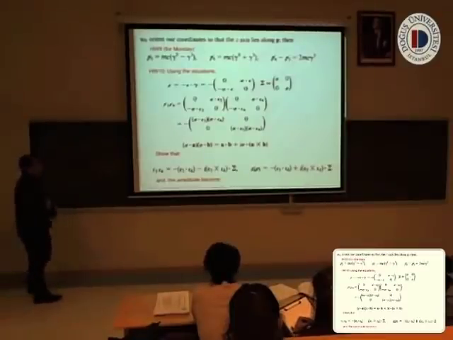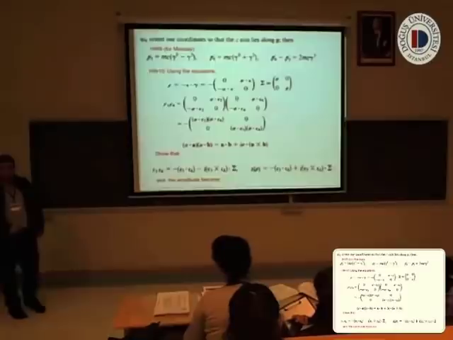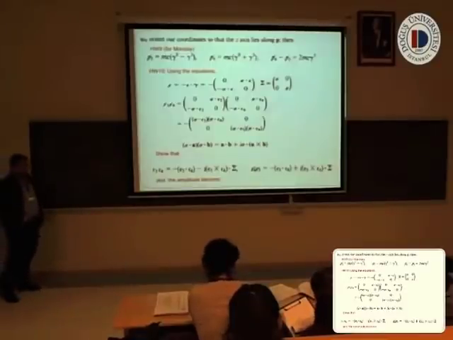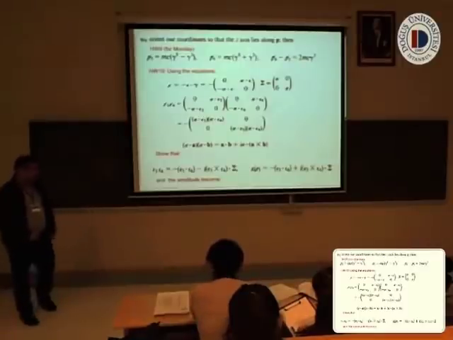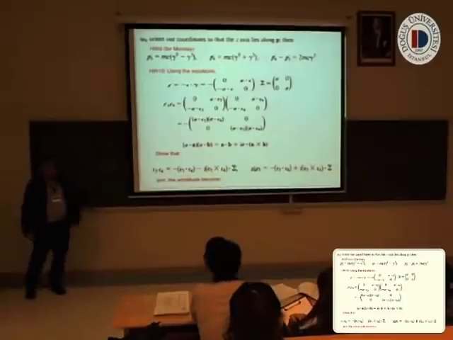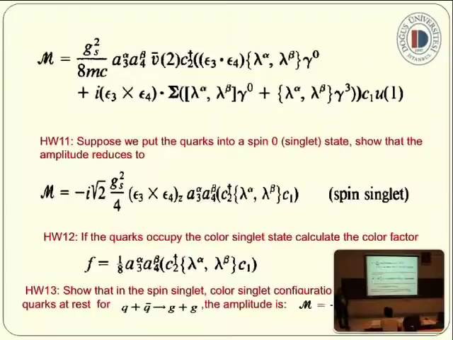And as homework 10 for Monday, using these relations and this property of the Pauli matrices, show that we can write epsilon 3 slash and epsilon 4 slash in this way, and epsilon 4 slash epsilon 3 slash by this quantity. And also verify that the amplitude can be written in this form, using all the relations you get from homeworks 8 to 10.